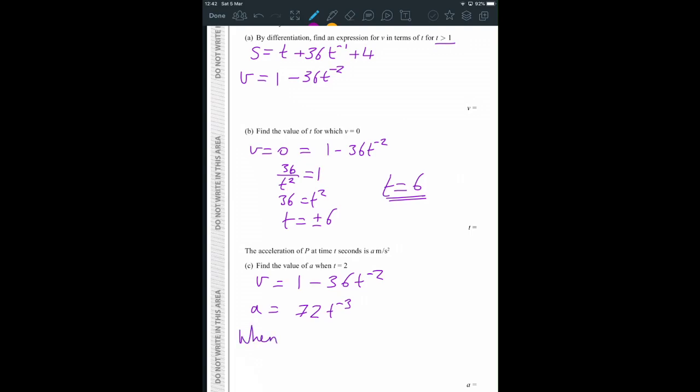We want this value when t equals 2. So a is 72 times 2 to the negative 3. Type that in our calculator and it comes out as 9 meters per second squared.